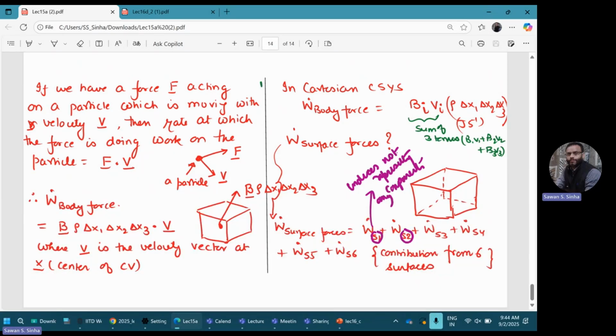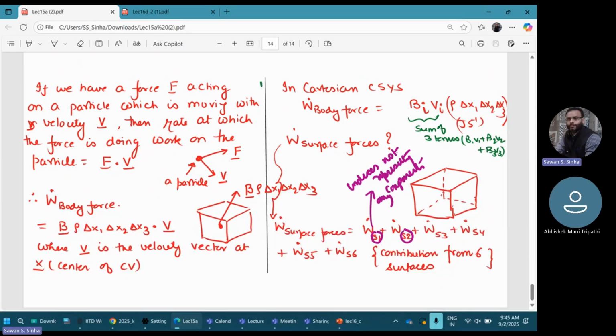I have not drawn S1, S2 here, but it is the same. S1 will be the surface which has outward normal in plus E1, S2 will be the surface which has outward normal in minus E1, and so on and so forth. Now here I want to make it clear that I am writing it like W dot S3, but these are not those indices. These are not Einstein summation things. These are just alphanumeric identifiers of the surfaces. So don't get confused with the index notation. There is no index notation in that way.